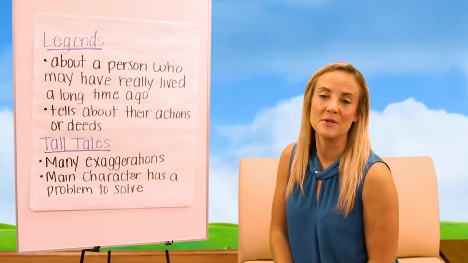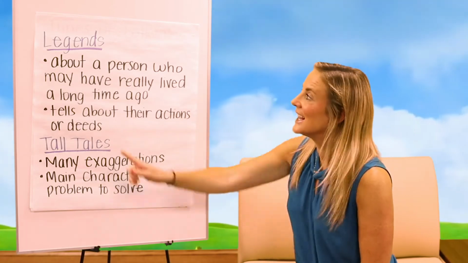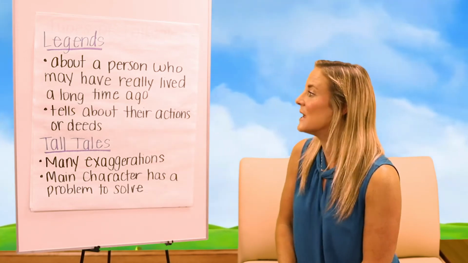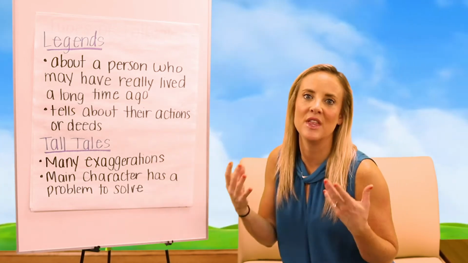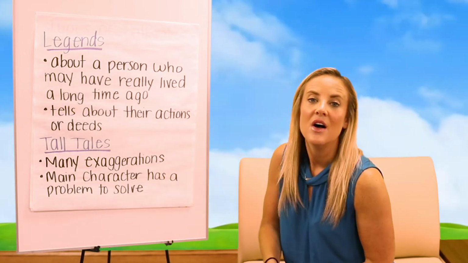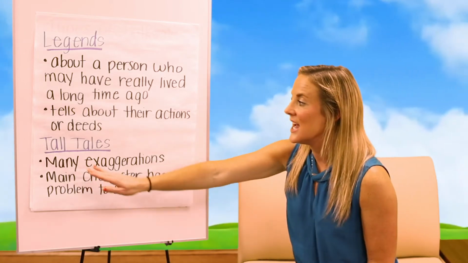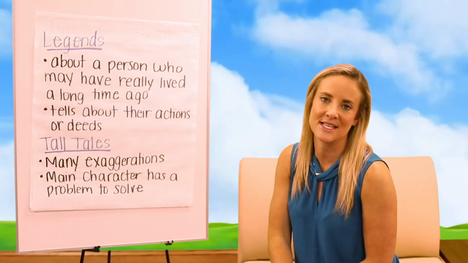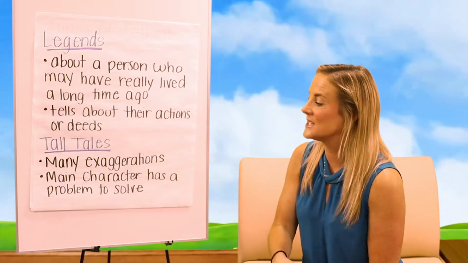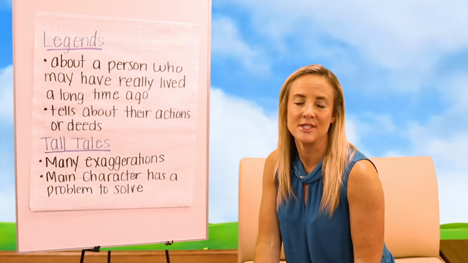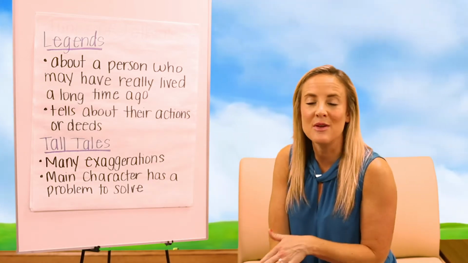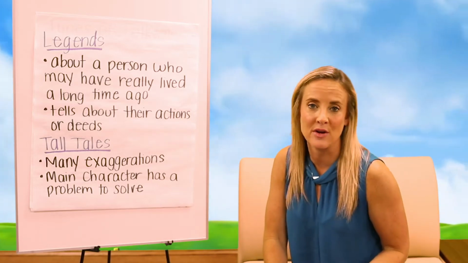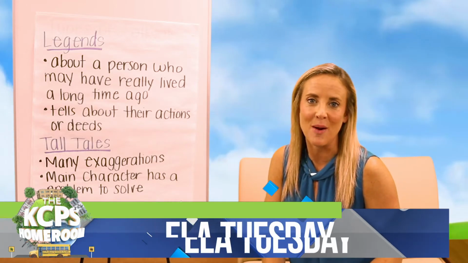There's two other types of folktales I want to make sure I cover with you today. Legends are about a person who often lived a long time ago, and typically they talk about their actions or the deeds they accomplished in their story. The last type of folktale I want to cover is a tall tale, and a tall tale usually includes many exaggerations. It also has a main character that's typically trying to solve a problem. So now we're going to be reading our folktale, Anansi the Spider, and we're going to learn a little background information of where this story came from.